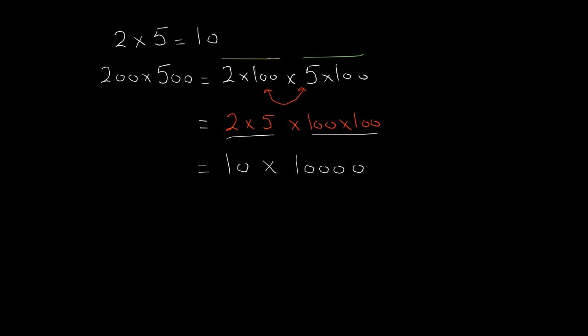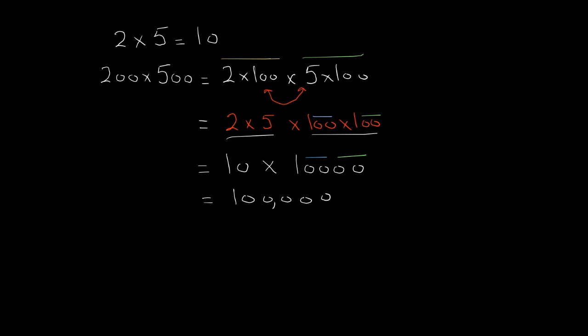So remember, this is 100, and this is the 100, and here's another 100. You can see this as 100 hundreds. And then when I multiply 10 by 100 hundreds, I get 1,000 hundreds. So I can write this as 1,000 hundreds, and that's just 100,000.